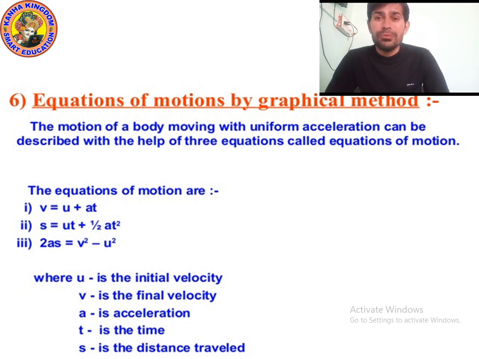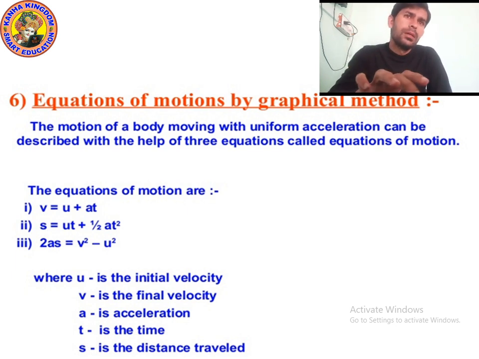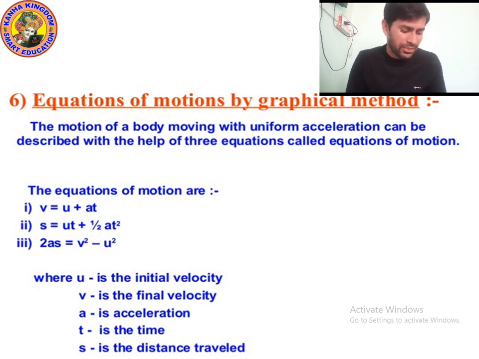First equation is v is equal to u plus at. Second is s is equal to ut plus half at square. Third is 2as, which is equal to v square minus u square. Fourth, there is no fourth equation. Yes, there are only three equations. So which are the three equations?